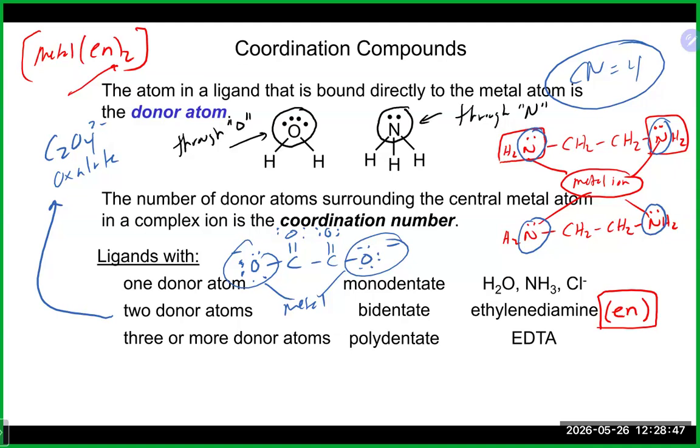So when we talk about coordination number, it is important to know whether or not the ligands that are attached are monodentate, bidentate, or polydentate as to basically how many atoms you can get to bind per molecule. Any questions on that?